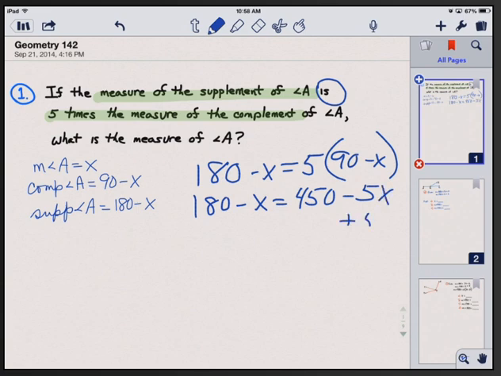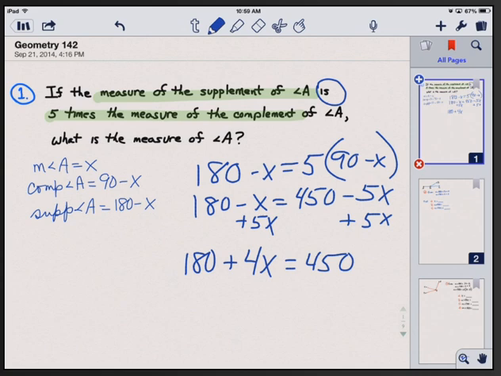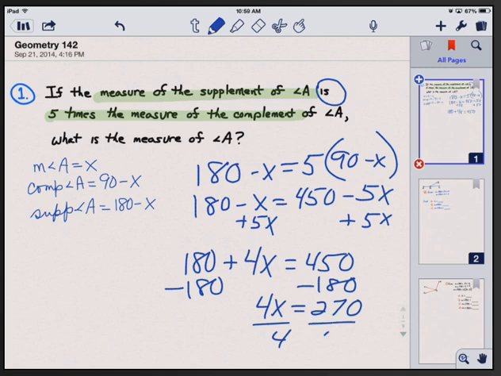Adding 5x to each side of the equation, we get 4x over here. So I'll copy down everything else. 180 plus 4x equals 450. We subtract 180 from each side of the equation. That gives us 4 times x equals 270. We divide each side by 4, and we have x equals 67.5.